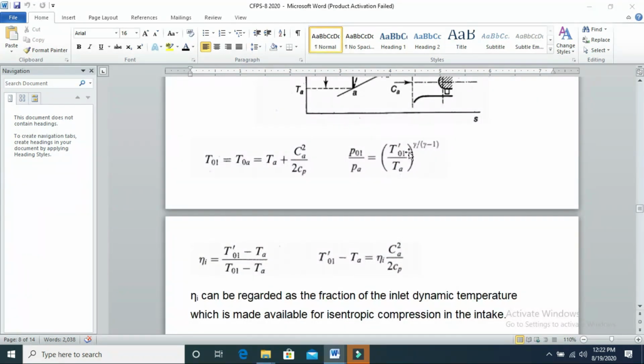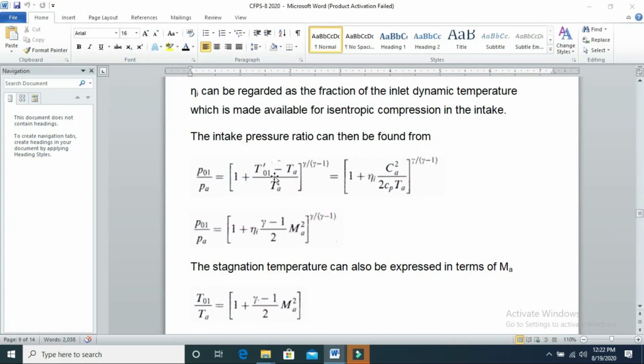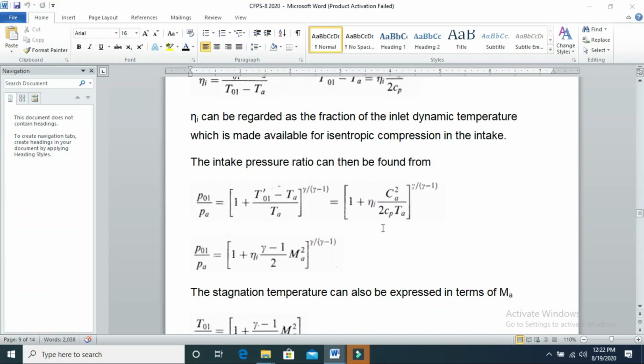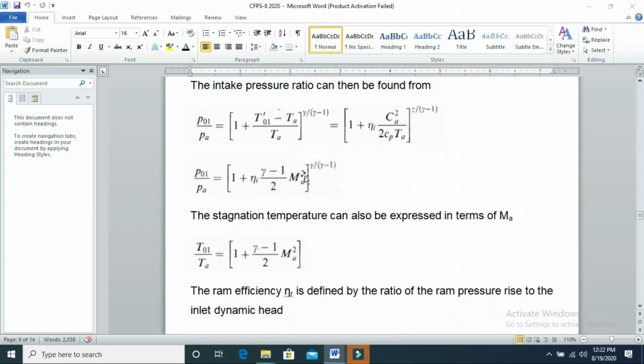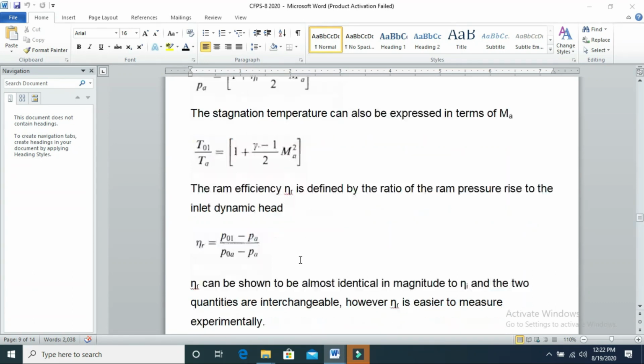Now we modify the relation. We can add and subtract TA in this formula. We will get the difference T01 dash under ideal conditions subtracted by ambient conditions. So this can be replaced with this term. We can bring the pressure ratio in terms of intake velocity, and then it can be converted using the specific heat relation in terms of gamma, and it can be written in terms of Mach number. Similarly, this is the formula for calculation of the temperature ratio, stagnation to static, in terms of inlet Mach number.